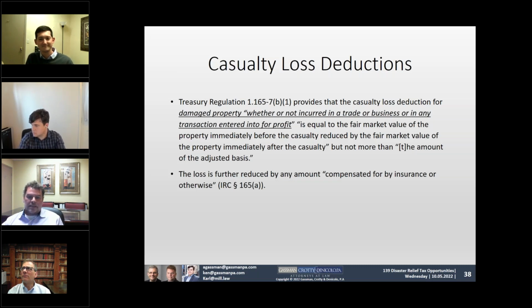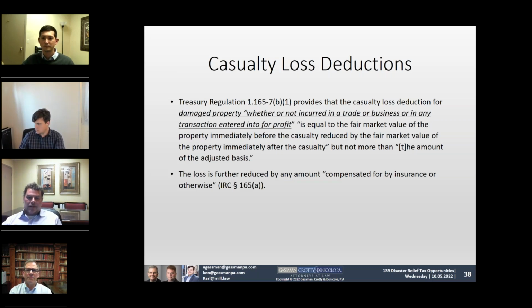Now, under both categories, the basic rule is that you look at the fair market value of the property immediately before the casualty event, immediately before the hurricane. And then you look at the fair market value of the property immediately after the hurricane. So whatever that reduction is, you can claim that as the casualty loss, but in a lot of situations, you're limited to the amount of your basis in the property. So that if the reduction in the value of the property is $100,000, but your basis in the property is $60,000, in most situations, you're going to be limited to the $60,000 deduction.